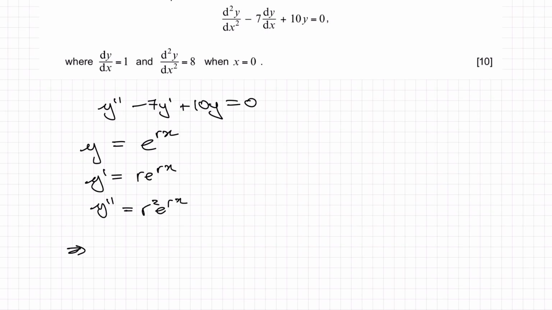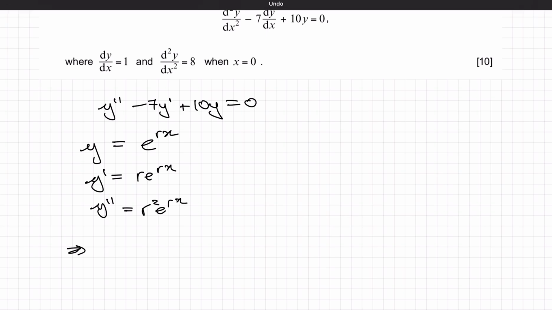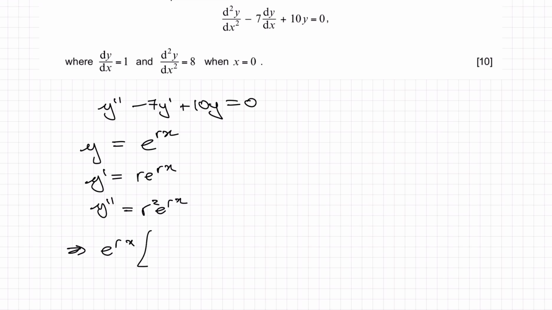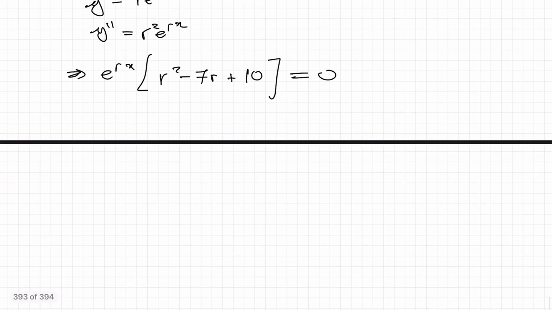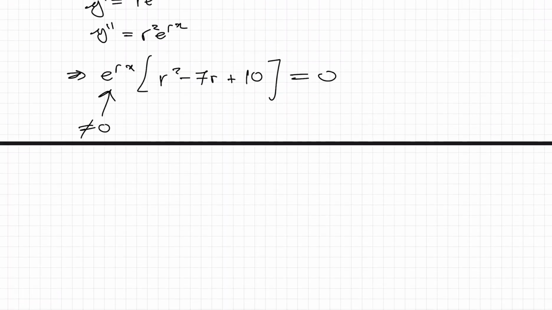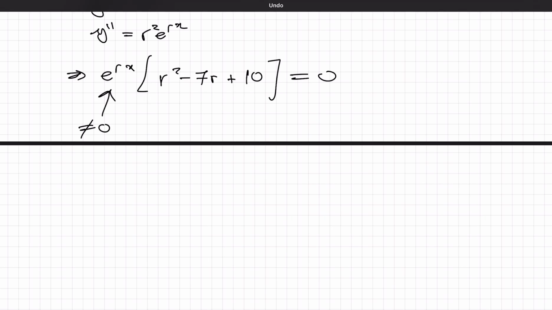With these, we can sub these back into the original equation, and we can form the auxiliary equation after we realize that e to the rx can never be 0. So I'll show you what that means. We'll substitute this set of equations into this differential equation we're given to get r squared minus 7r plus 10, and taking out this e to the rx as a factor. So now we form our auxiliary equation because this is never equal to 0. So therefore this r squared minus 7r plus 10 must be equal to 0.